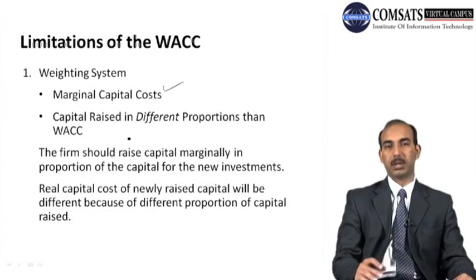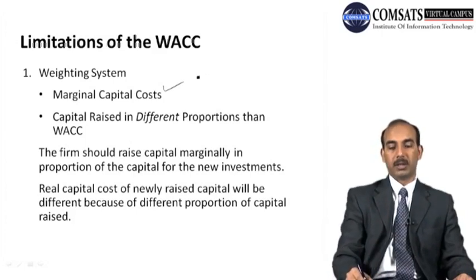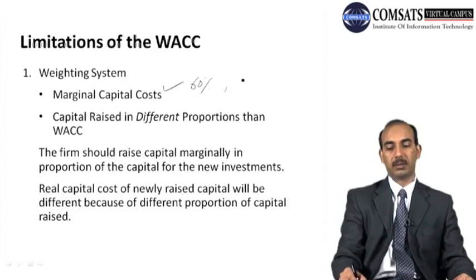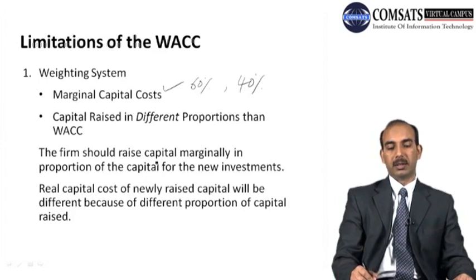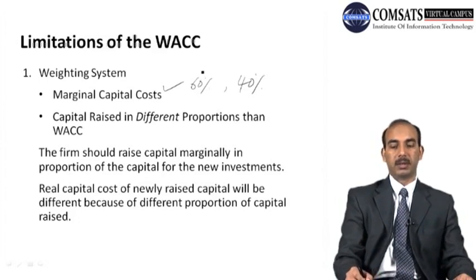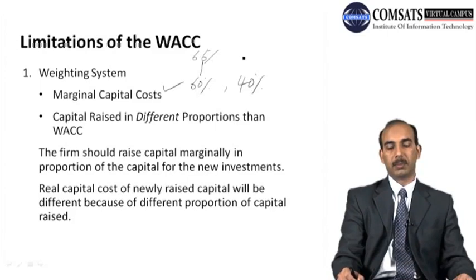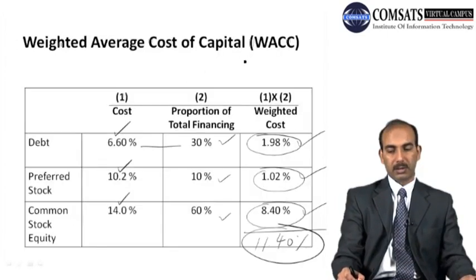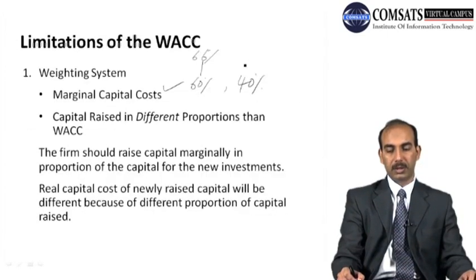But when the firm is going to arrange financing, the firm will be arranging financing in different proportions. Let's suppose out of debt the firm arranges 60% and out of common stock the firm arranges 40%. In that case, the marginal cost of capital will be totally different here. So you can see for this, we suppose the cost of capital is 6.6%, and for this portion, the cost of capital as given in the previous slide is 14%.